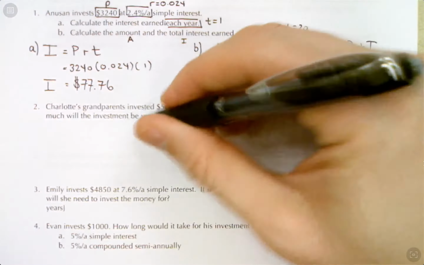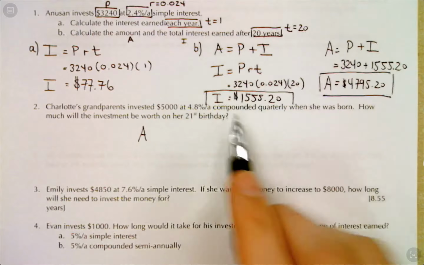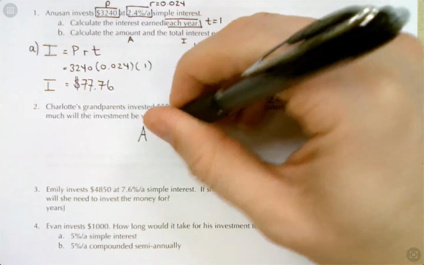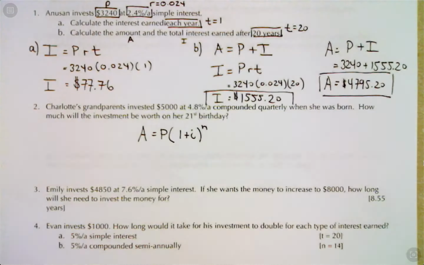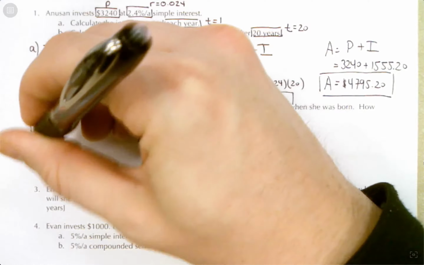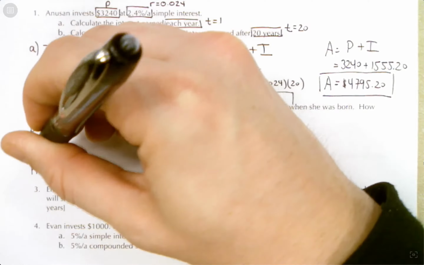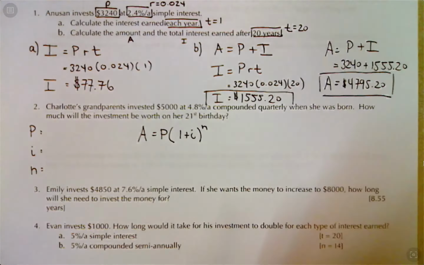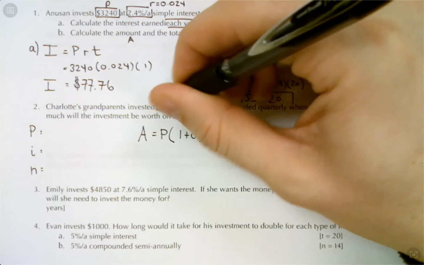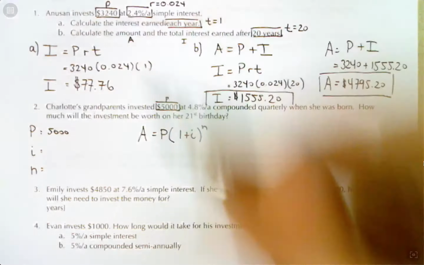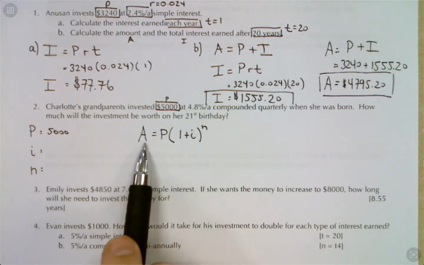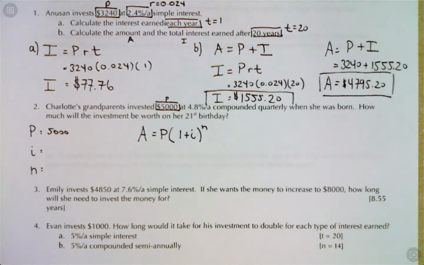So here's the equation we're going to use for compound interest. We know it's compound because it says compounded. A equals P times (1 plus I) to the exponent n. To use this, we need to know P, I, and n. So over here, I'm going to write P, I, and n. P stands for principal. $5,000 is the principal. $5,000 is invested. A is what we're trying to find. We want to know how much it's worth on her 21st birthday.